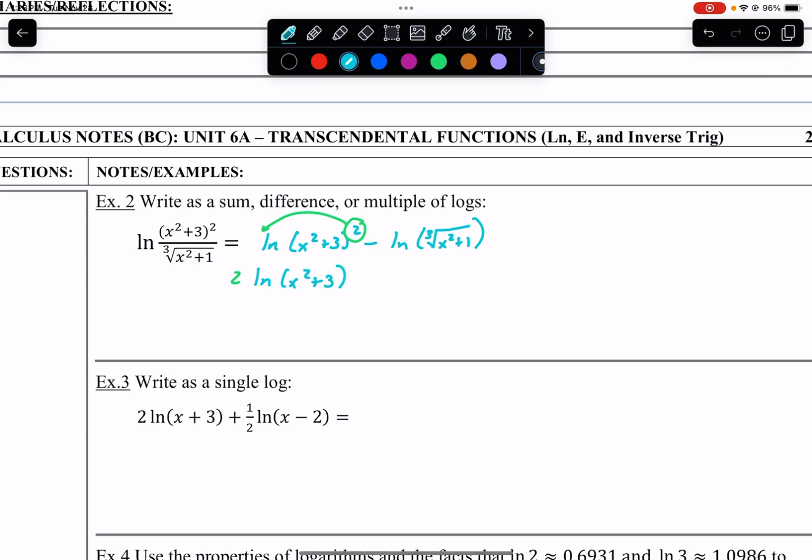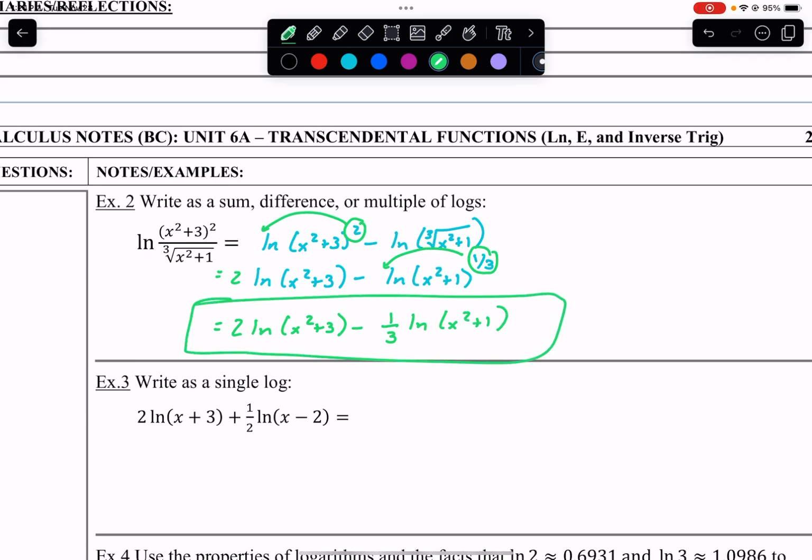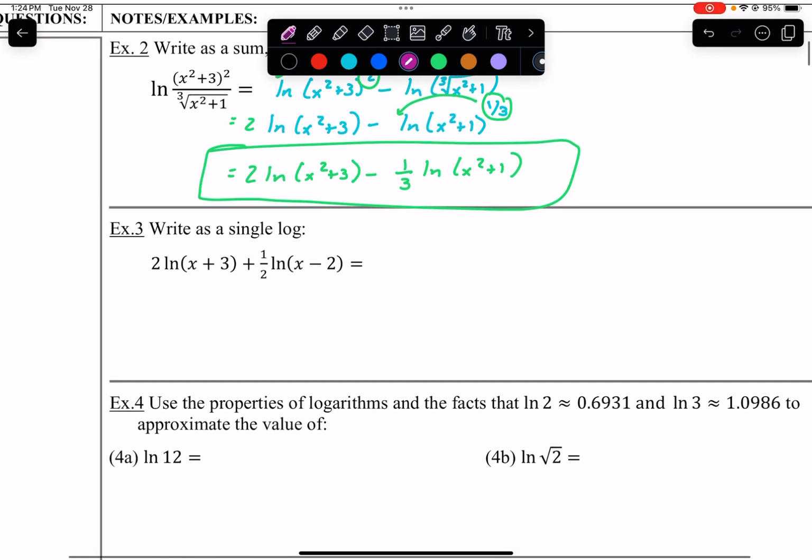I'm going to go ahead and do this one in two different steps. This is the same as x squared plus 1 to the 1/3 power. So now I can take that and also move it to the front. So you end up with 2 ln of x squared plus 3 minus 1/3 ln of x squared plus 1. So that is a rewrite as a difference of two logs. I took one log into two. This is actually going to be something that we do quite a bit because it's going to make our derivatives easier. So that's expanding. Now we're going to condense.